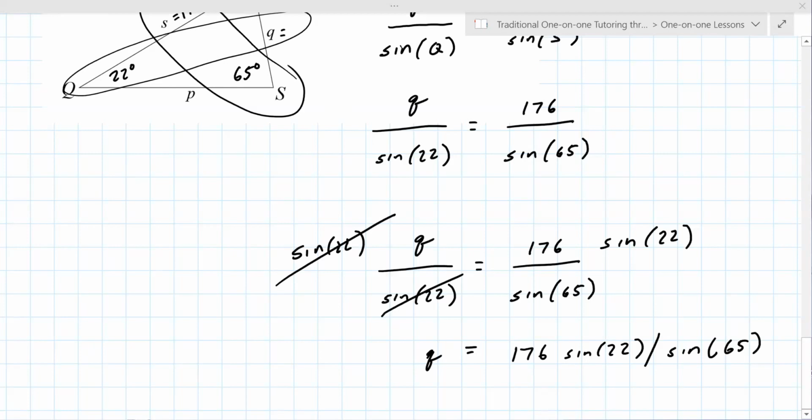I get 72.7 as my answer. Perfect. Let's look at the next problem here.